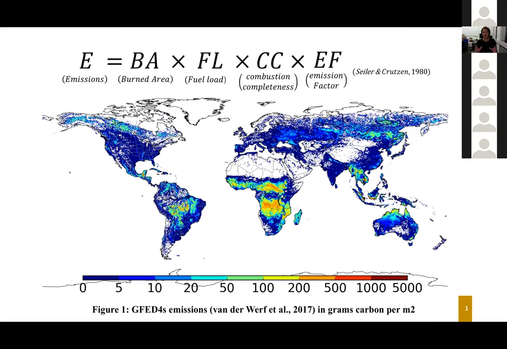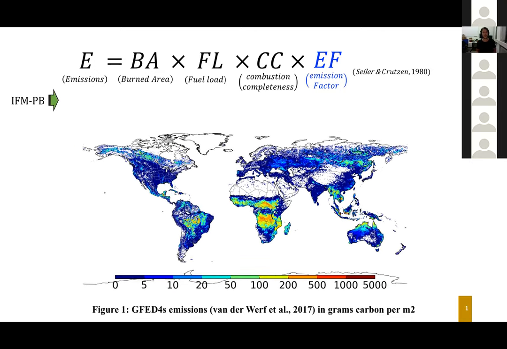So at the bottom of the screen here, you see a map that has already been shown a couple of times. Well, this shows the carbon emissions from global biomass burning as calculated through GFAS. The way these emissions are calculated is presented here at the top of the screen, which Rosa also already showed. I will focus on this last fraction, the emission factor, which is often defined as the grams of gas emitted for each kilogram of dry biomass burned.